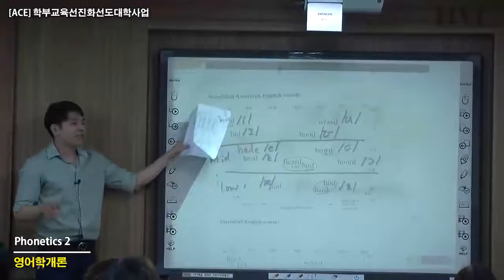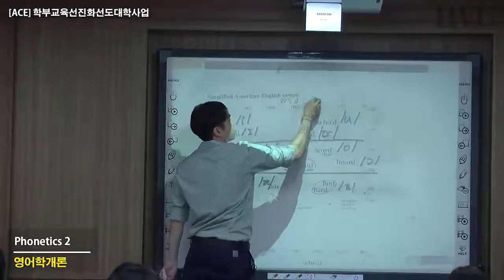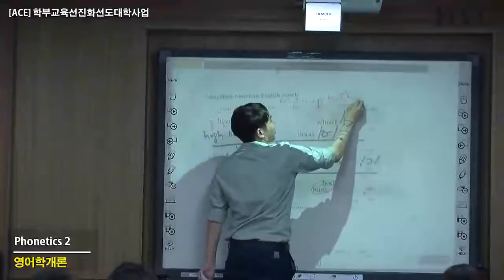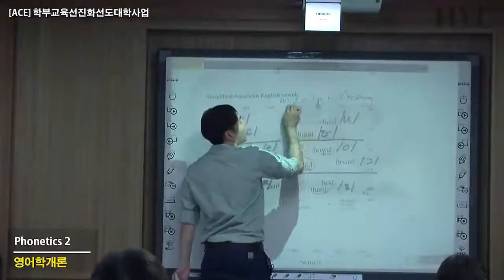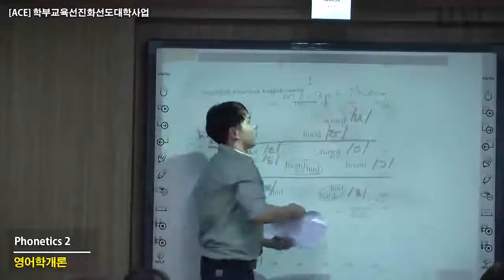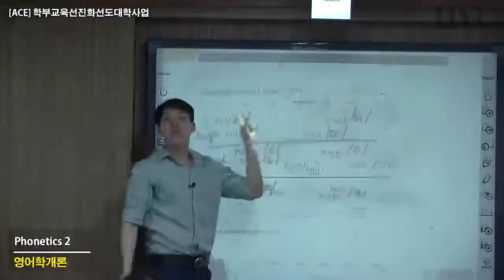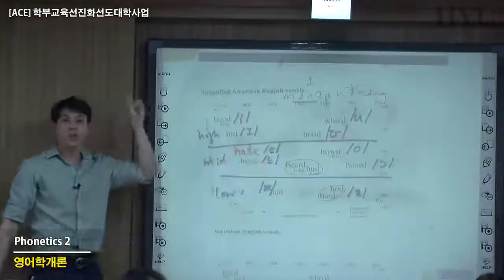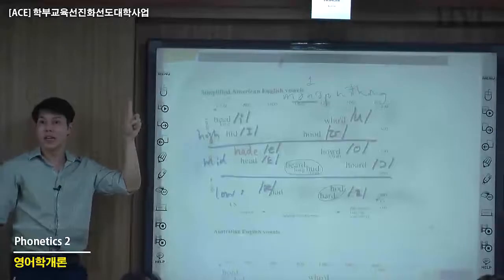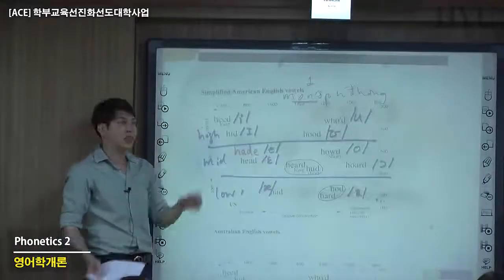So these are, I'm sorry, what we call monophthongs. Mono is one. Thong is vowel, right? So these are single vowels. Just one vowel sound, okay? What we studied is just one vowel sound, one monophthong each.